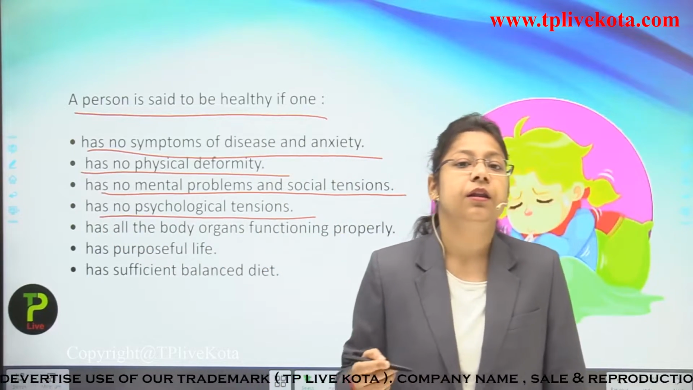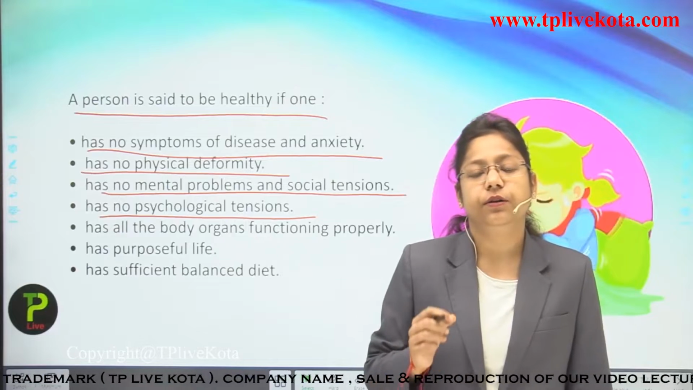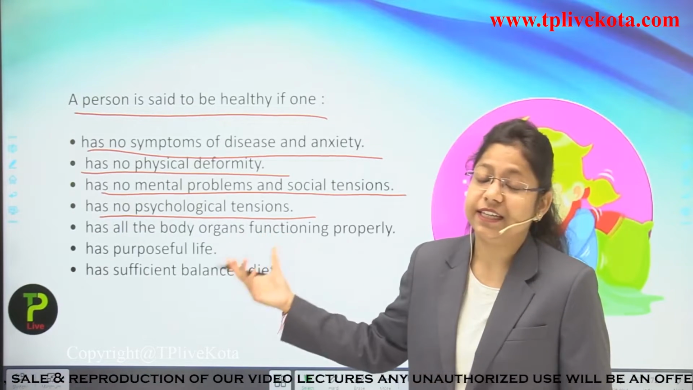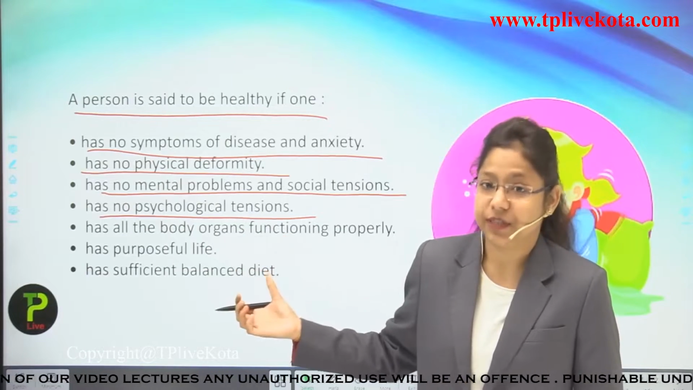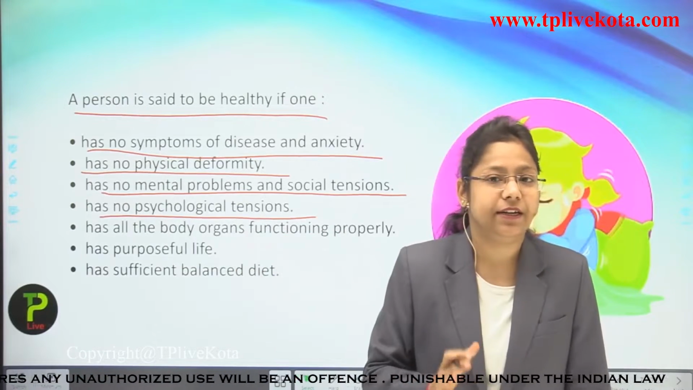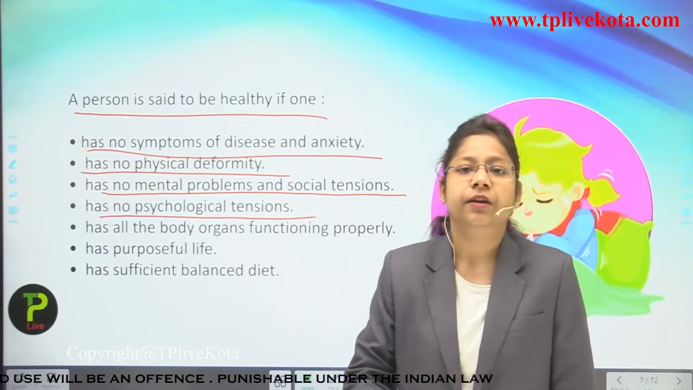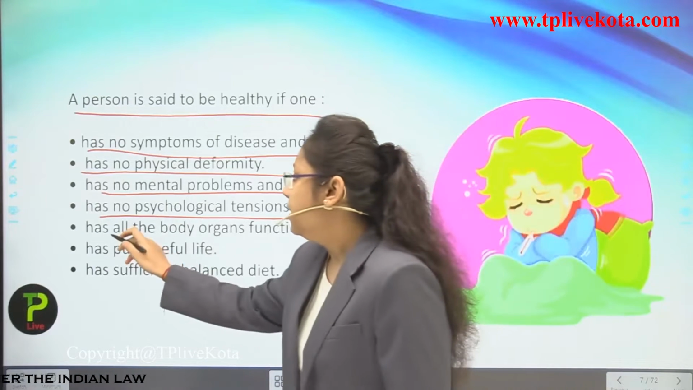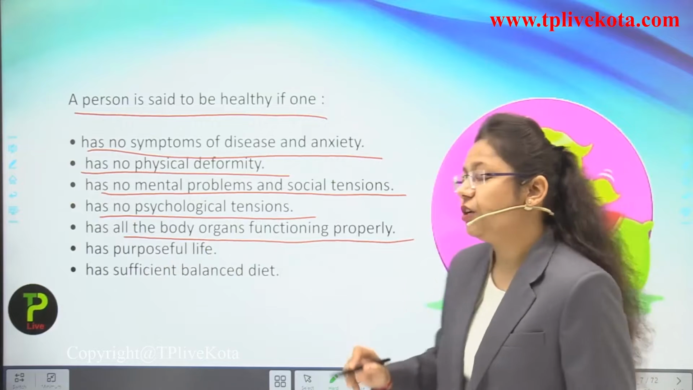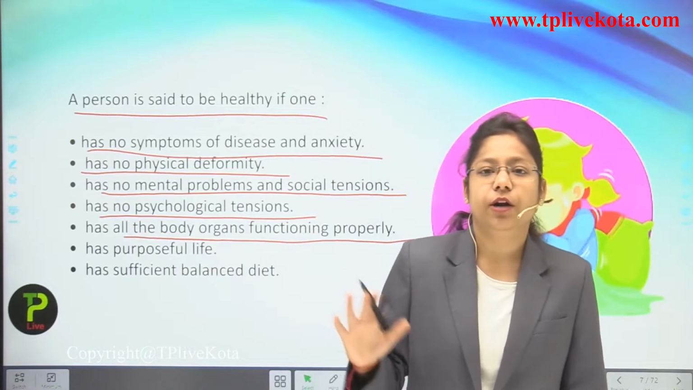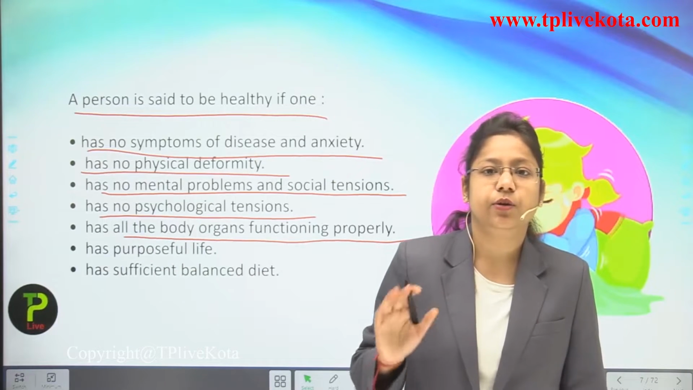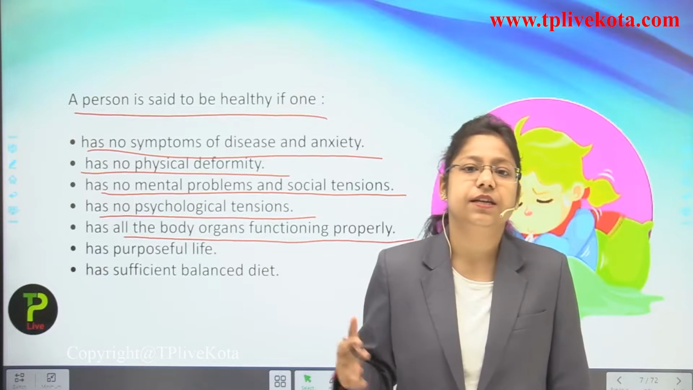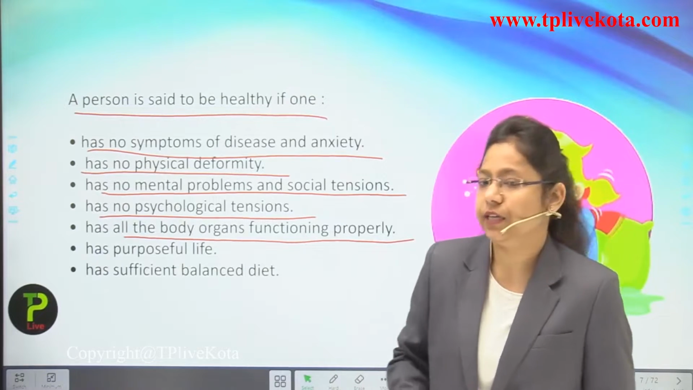Some people think too much about a particular thing. Even I have a problem with this thing. So psychological tensions are very, very bad to take. So we should meditate. Meditation is the best way so that we do not have psychological tensions. Now next, has all body organs functioning properly. So all body functions should be there. The respiratory system, or the excretory system, each and every body organ should function very properly.